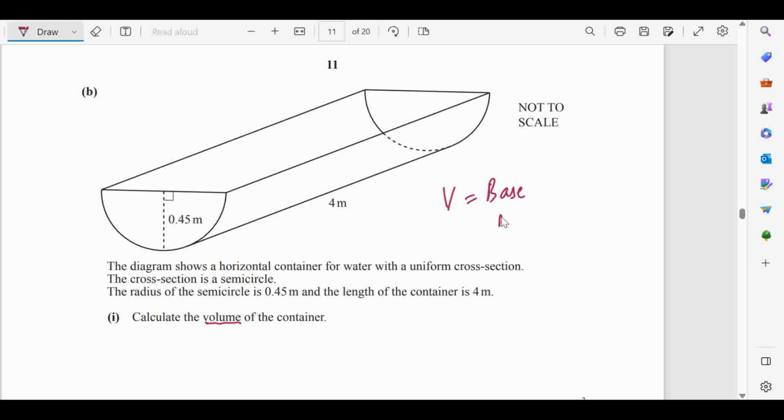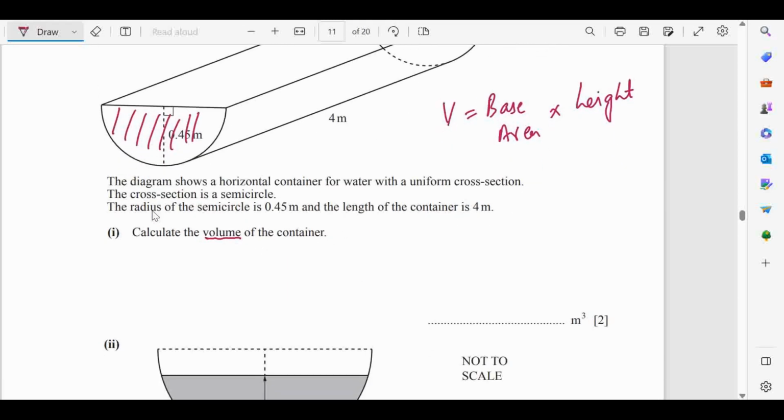base area into height. Base area into height. Now here we can see the base is basically this semicircle or the half circle. So we can write the base area as the area of a circle, pi r square, the whole divided by 2 because it is the half semicircle, multiplied by the height. Height here is 4. Now we are not sure about the radius. So here we can see the radius of the semicircle is 0.45. So simply put it over here.